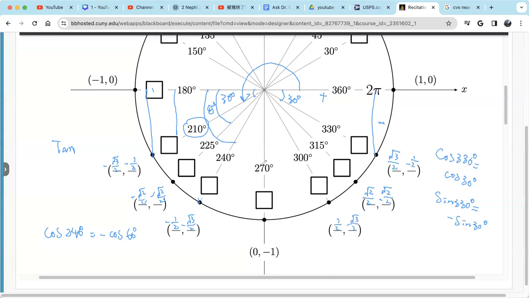And this bottom angle is 270, and in radian form, that's 3 pi over 2. So cosine 270 is 0, sine 270 is negative 1. Okay, let's see the angles. For each one of them, you just multiply by 180 divided by pi.